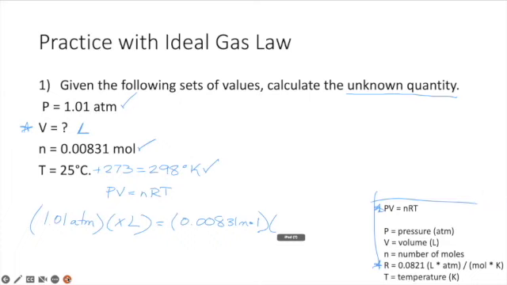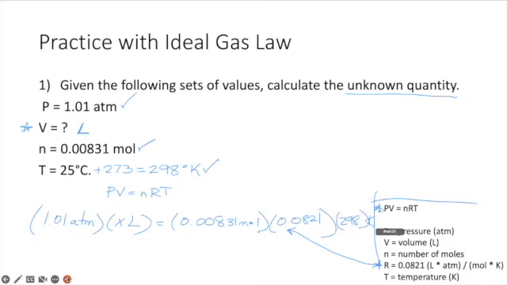Then R, which is this crazy constant. I'm not going to put its units just because I'm lazy. And I know that since I have all my other units correct, it's going to cancel the units out. And then temperature in Kelvin, 298.